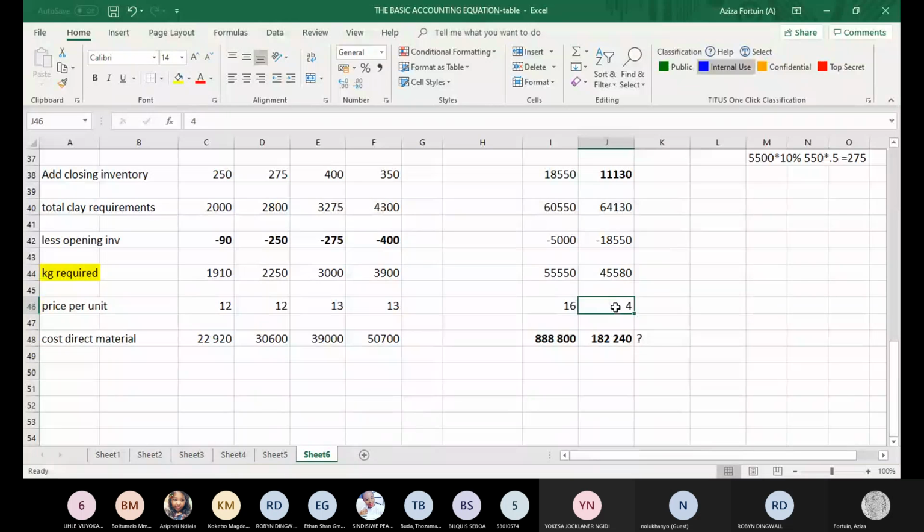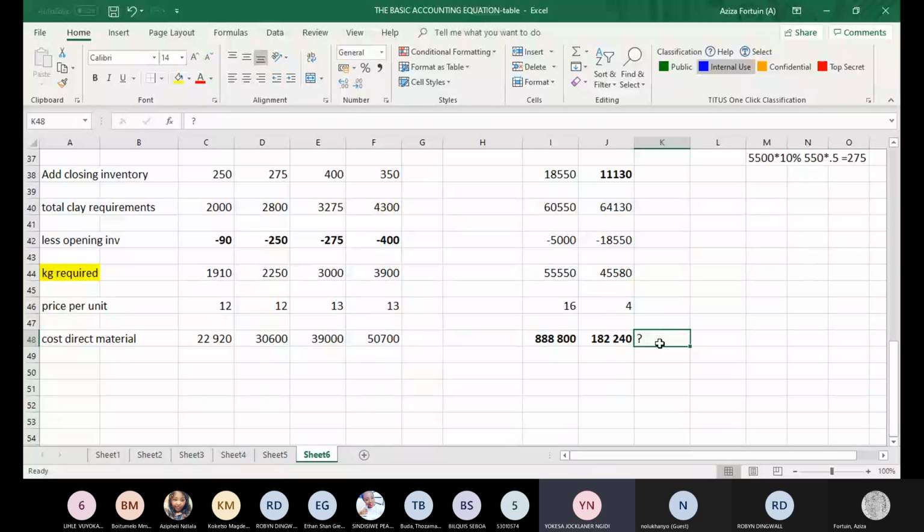That's 4 rand, like you said. So 45,000 times 4 rand, my total cost is 182,000. I thought you were looking for November's total, sorry, because I see the question mark in the next cell. Okay. Anyway, did everybody get 182,240? And they show how they got it.